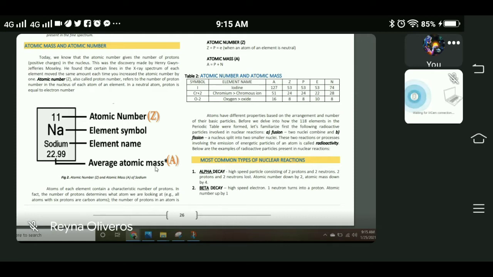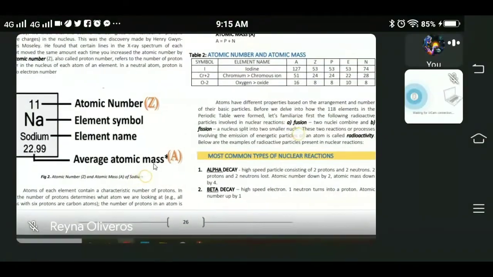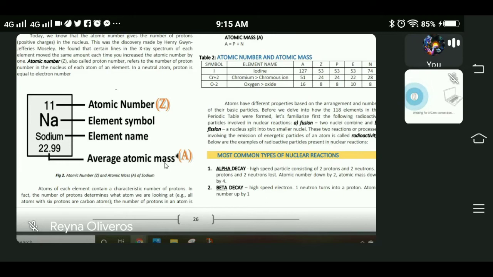Atoms of each element contain a characteristic number of protons, and in fact the number of protons determines what atom we are looking at. For example, all atoms with 6 protons are carbon atoms. So the number of protons in an atom is called the atomic number.